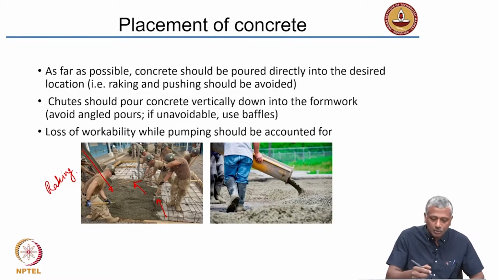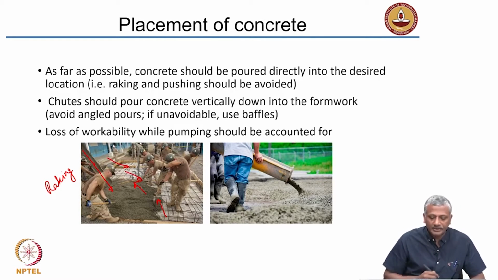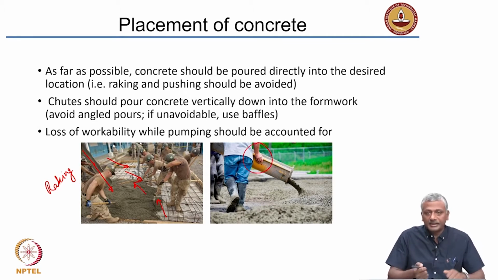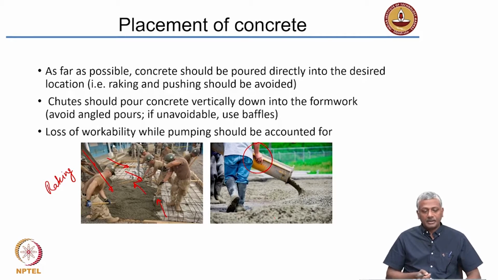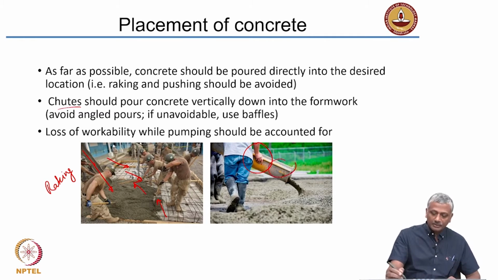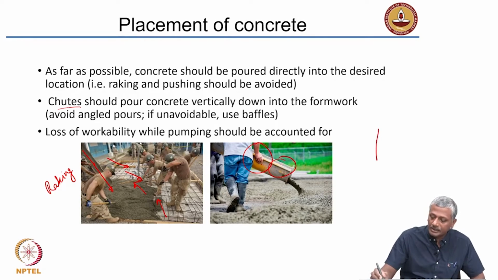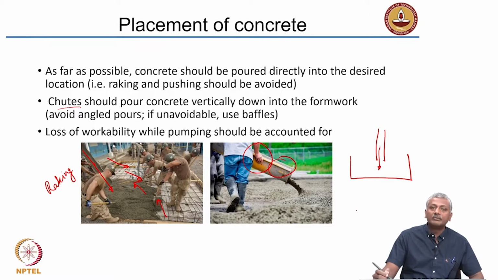So what you need to do is move this chute around and place it directly where it is required. In some cases it is difficult. You see this person controlling the chute, and he is able to move the chute to wherever they want to pour the concrete. So as far as possible, concrete should be poured directly into the desired location. Raking and pushing should be avoided as much as possible. The chutes, which are the pouring devices for the concrete, should usually pour concrete vertically down into the formwork. So if this is your formwork, the chute should pour the concrete down vertically.